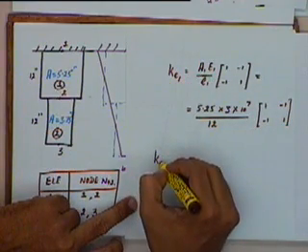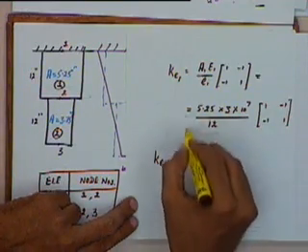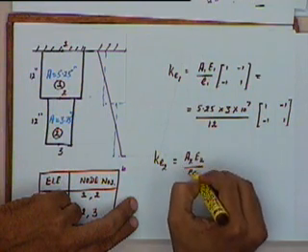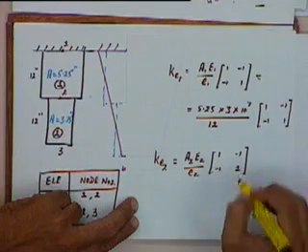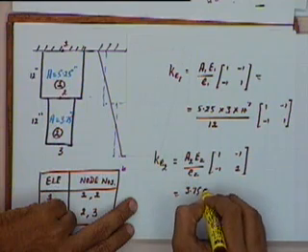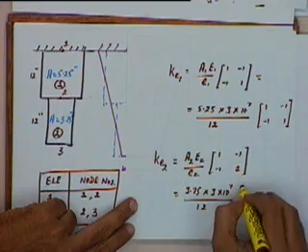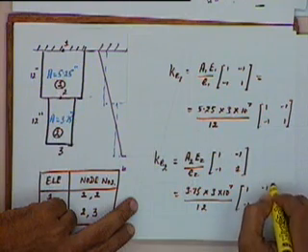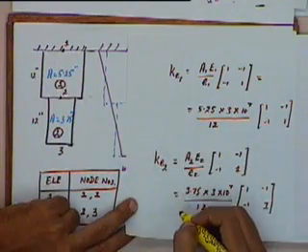Similarly, Ke for element number 2 is equal to A2 E2 by L2 multiplied by the matrix 1 minus 1 minus 1 1, and this will be equal to 3.75 into 3 into 10 to the power 7 divided by 12 into 1 minus 1 minus 1 1. So these will be the two element stiffness matrices.